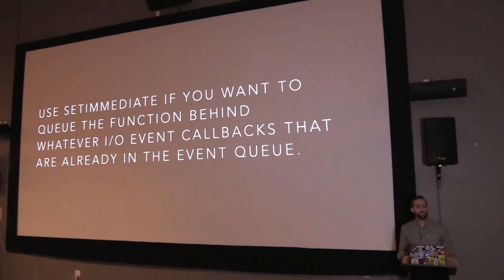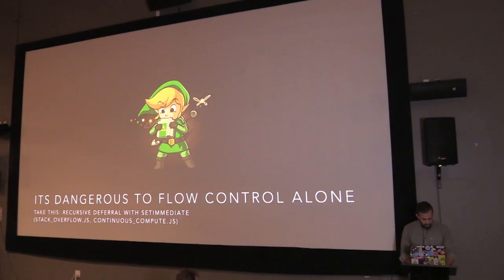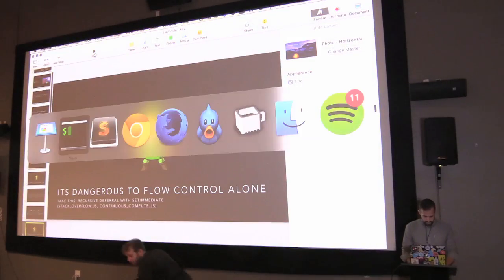But the important thing to remember is that with setImmediate, you should use that if you want to queue the function behind whatever I/O event callbacks are already in the event queue. So I've got a couple code examples here.